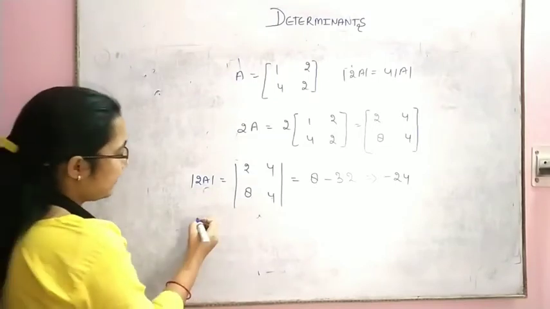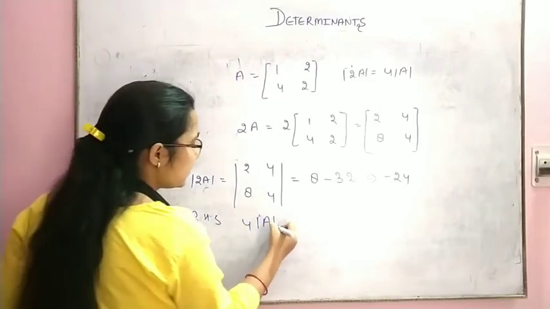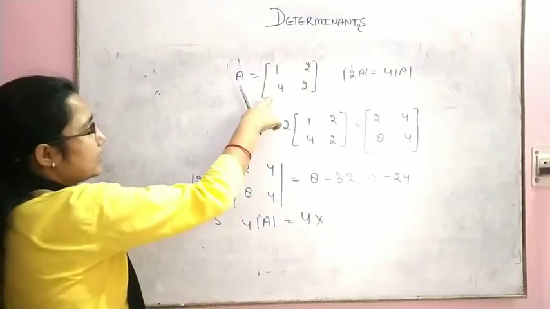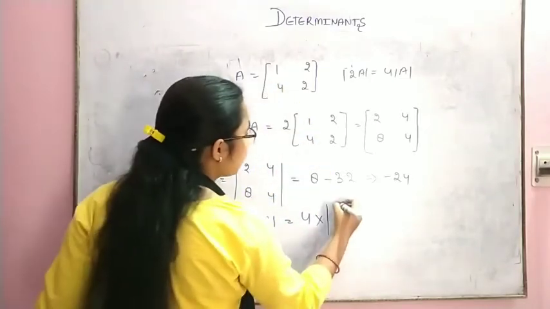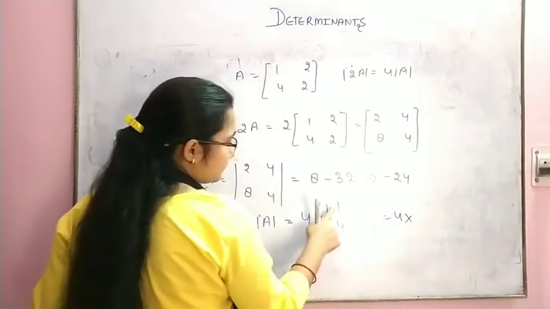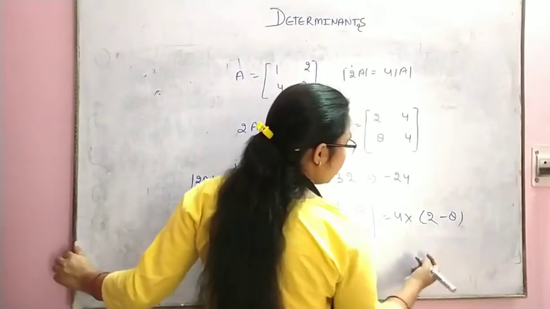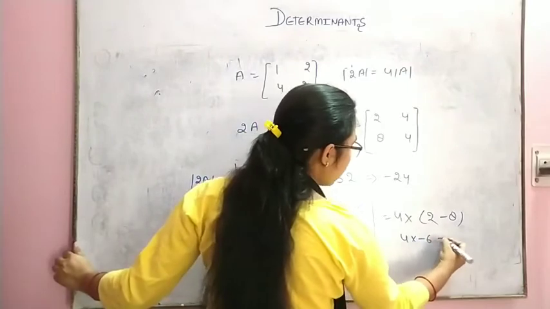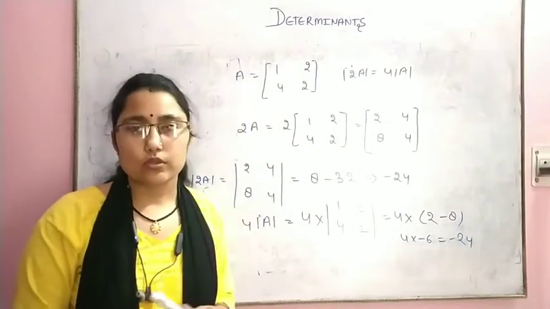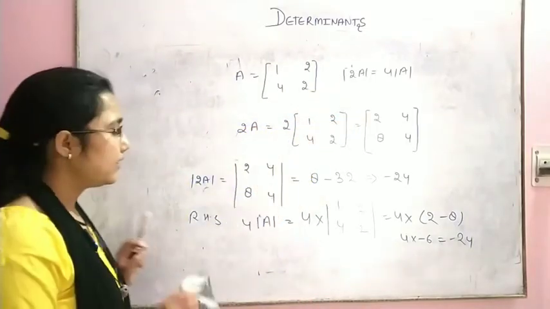Now we have to find out the right hand side. So the right hand side is 4 times determinant A. So just 4 multiplied by determinant A. Determinant A is 1 4 2 2. So this is 4 multiplied by: 1 multiplied by 2 is 2. Now 2 4s are 8. This is minus 8. So we get minus 6 here. So 4 into minus 6 we get again minus 24. So that means left hand side equals right hand side. So that's proof. Determinant of 2A is equal to 4 of determinant A.